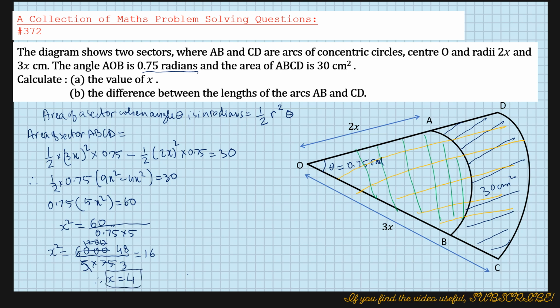It cannot be minus 4, so I am ruling it out. I just put plus 4. A negative value is not possible. So x is 4. That answers our first part, that x is 4, and that's the A part.